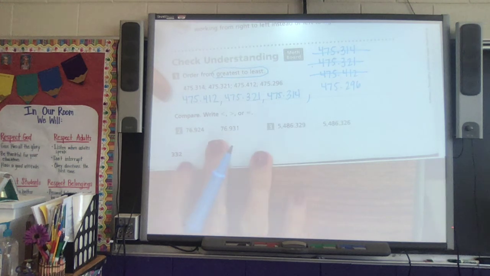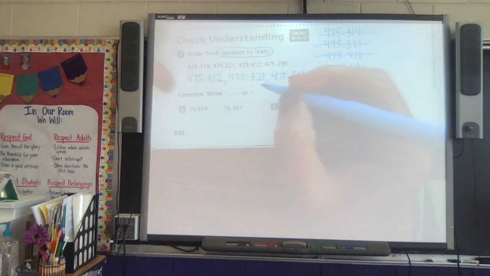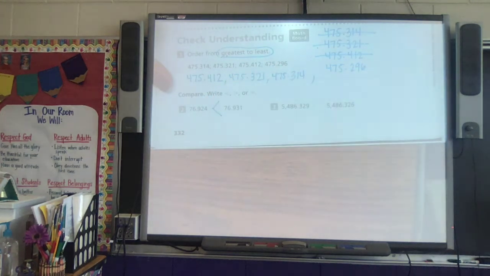Okay? And last, let's compare these. I have 76, 76, 924, 931. So 924 is less than 931 thousandths. When I look over here, 5,486, 5,486. But after the decimal, I have 329, 326. This number is a tiny bit larger, greater than that number.